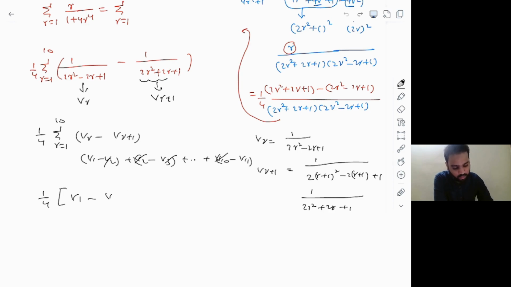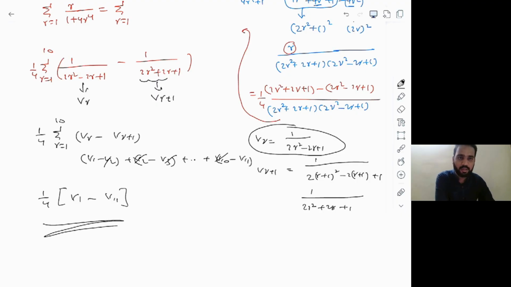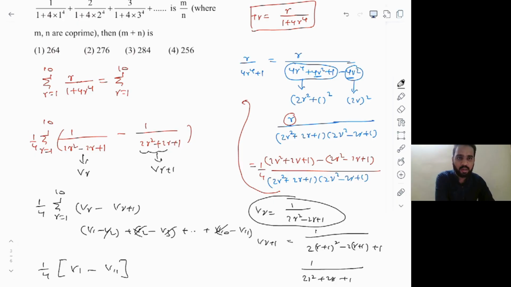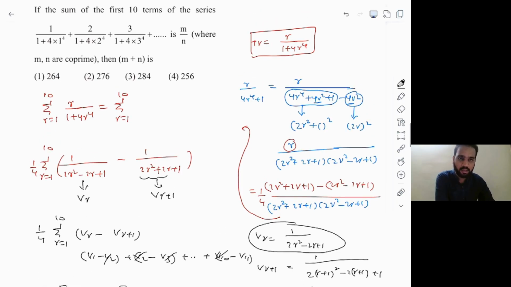Okay. Now you know what to do because you already have Vr with you. This is your Vr. If you have to calculate V1, put r = 1. If you have to calculate V11, put r = 11. And that is your final answer. Okay. So I'm leaving the calculation part to you. But look at the rearrangement, how we have converted a simple Tr into the form of the telescopic summation method. Okay, so that is the main important part here.